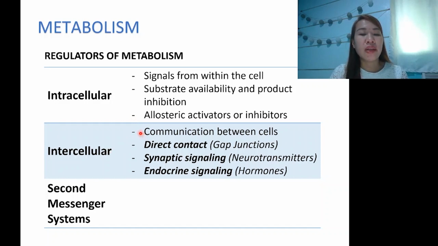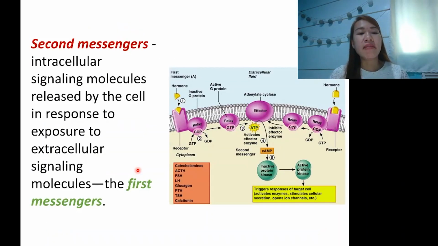Intercellular, on the other hand, will communicate between cells and through the following. It could be direct contact through gap junctions. So I know you have learned about this in physiology and in the early part of biochemistry. Could also be through synaptic signaling through neurotransmitters. We use synapse. And endocrine signaling using hormones. So it travels through the bloodstream. Okay. Next are second messengers.